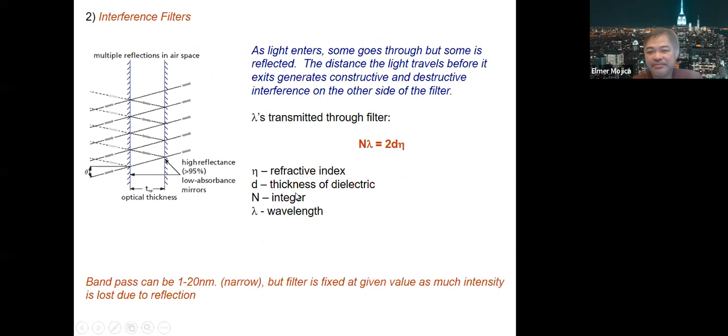Nakita niyo na yung metal, di ba? Sometimes it reflects. So as light enters, some goes through, but some is reflected. So yung inaano ng mirror, nire-reflect niya. So the distance the light travels before it exits generates constructive and destructive interference on the other side of the filter. So the wavelength is transmitted through the filter. Okay. So integer times wavelength equals 2 times the thickness of dielectric times refractive index. So the bandpass can be 1 to 20 nanometers. Okay. But the filter is fixed at the given value, and much intensity is lost due to reflection.